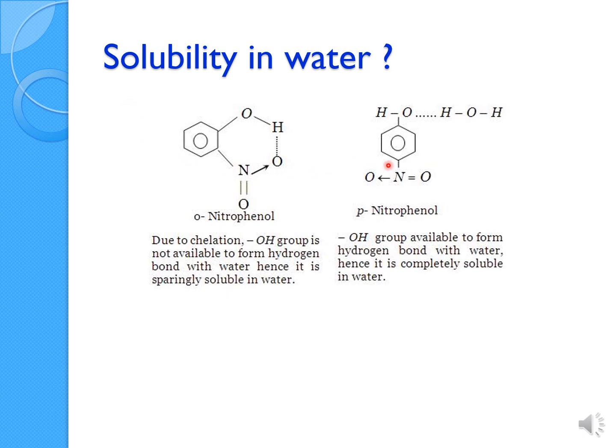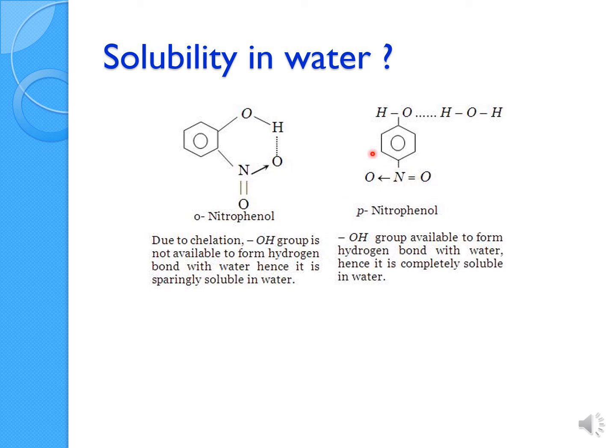Orthonitrophenol and paranitrophenol, which will be more soluble in water? Orthonitrophenol, we have already seen that it has intramolecular hydrogen bonding. Since the oxygen and hydrogen are already bonded to each other, it cannot form hydrogen bonds with other molecules. So if you dissolve this orthonitrophenol in water, it cannot form hydrogen bonds with water. Therefore, the interaction between orthonitrophenol and the solvent water molecule will be less. Therefore, its solubility will be less.